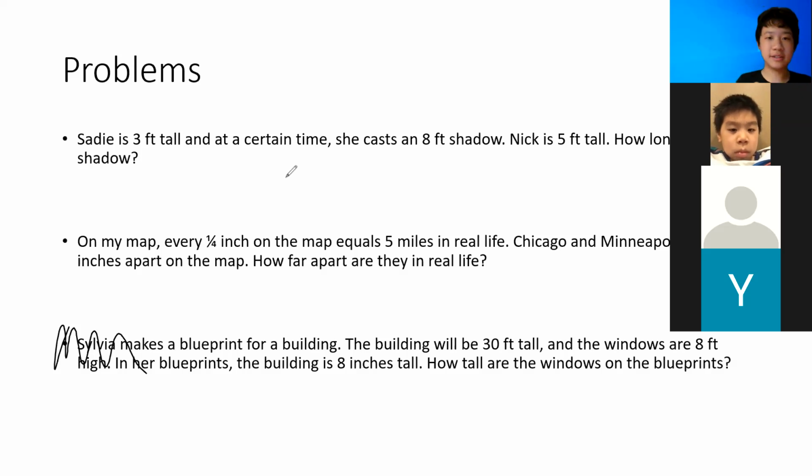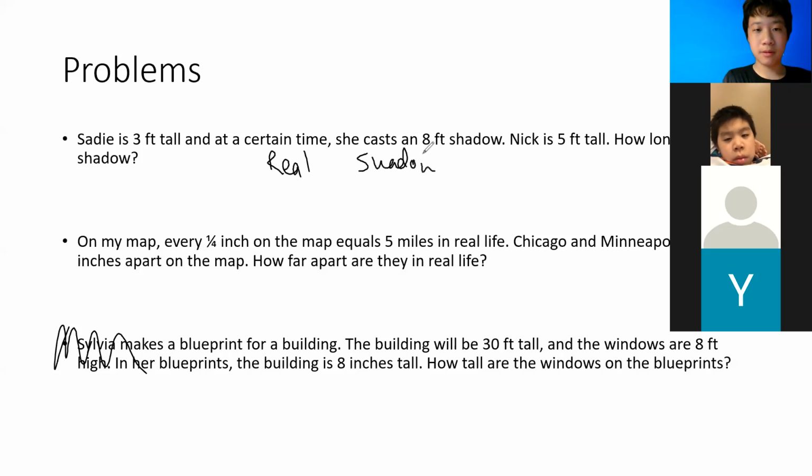Okay, so I'm going to explain these now. So for the first problem, Sadie is 3 feet tall, and at some time, she has an 8 feet shadow. And Nick is 5 feet tall. How long is his shadow? So I'm going to make a table here. I'm going to do real life, how tall they actually are, to shadow. So the first ratio we have is the girl is 3 feet tall, and her shadow is 8 feet. Okay? So now Nick is really 5 feet tall. So how long is his shadow?